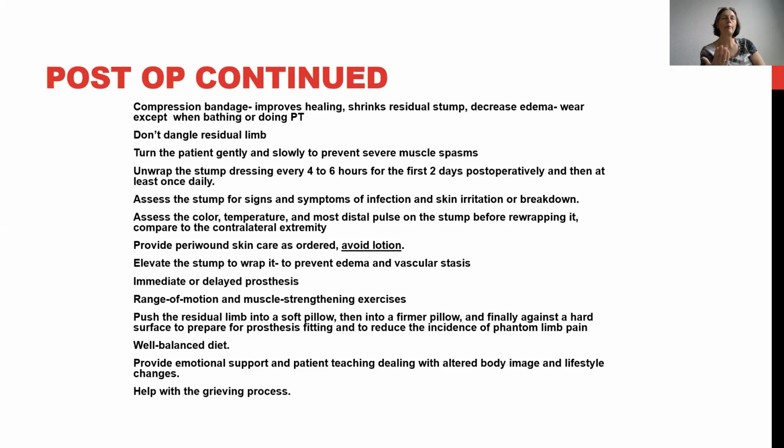When we're wrapping the stump, every time it gets rewrapped after their bath or their therapy, we're going to elevate the stump for a few minutes, and then we'll go in and wrap it from distal to proximal, and that's to decrease edema and prevent venous stasis, prevent blood pooling in that extremity. By having it dangling and lots of venous blood in there, then wrapping it up, that blood can't get back. So elevate it for a few minutes and then wrap.